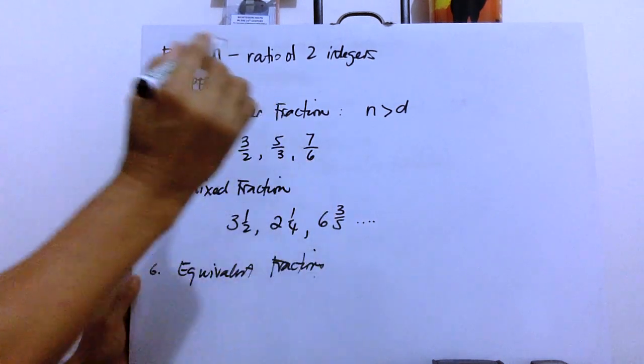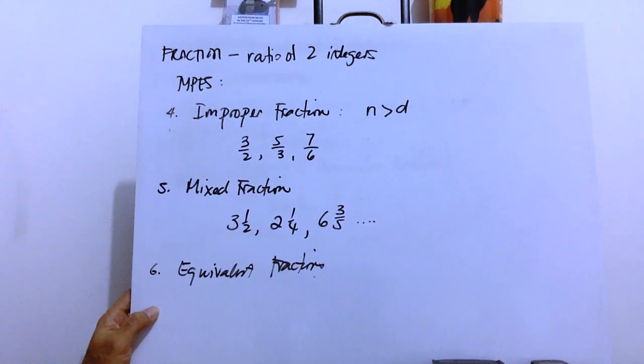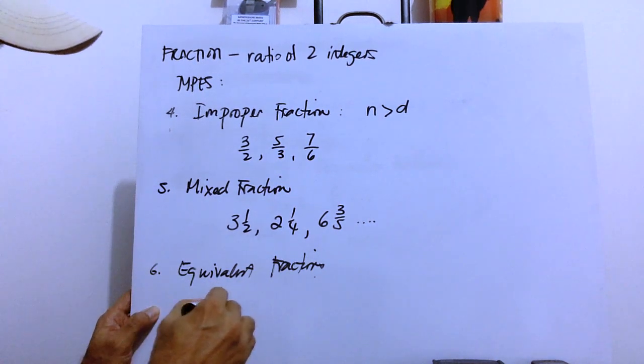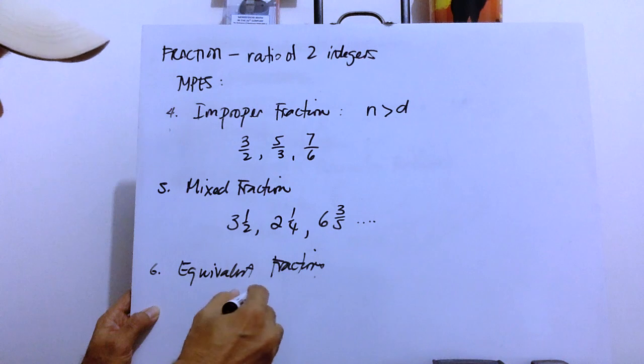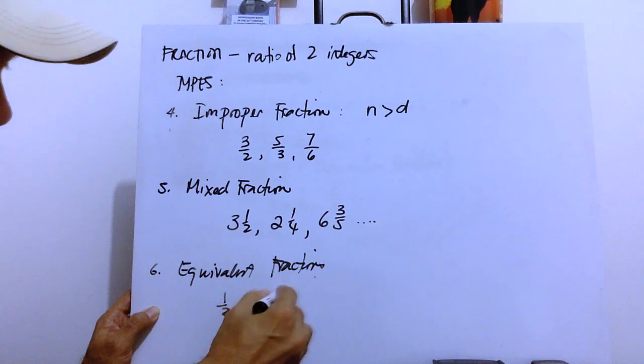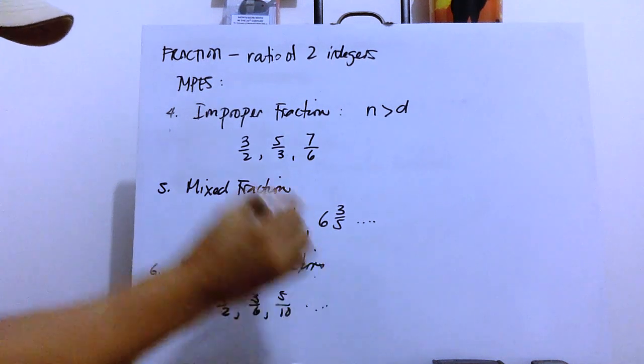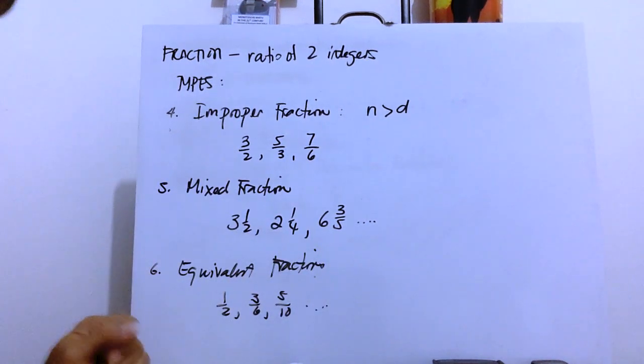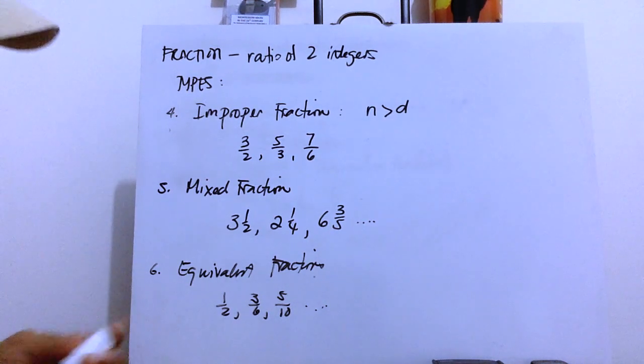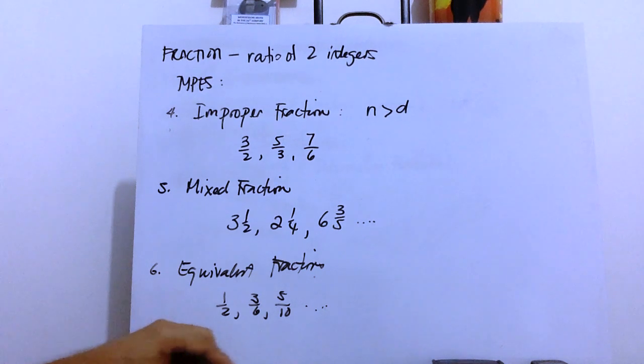Now, what are equivalent fractions? These are fractions that are different in form but same in value. For example, 1/2, 3 over 6, 5 over 10, okay? They may have different numbers, they may have different forms, but it's considered as equivalent fractions because they have the same value. All right? So you already know the different types of fractions.